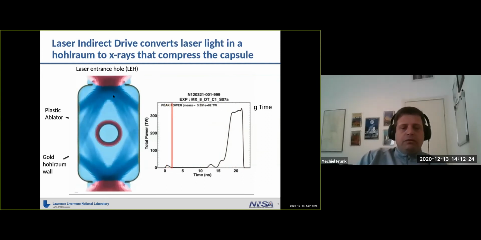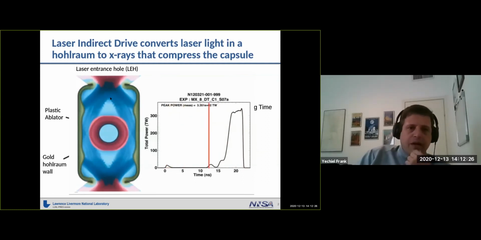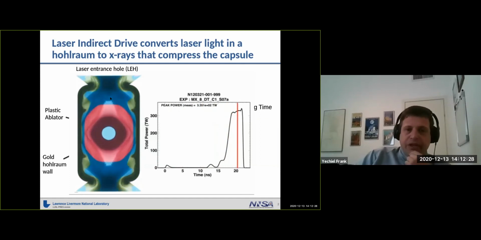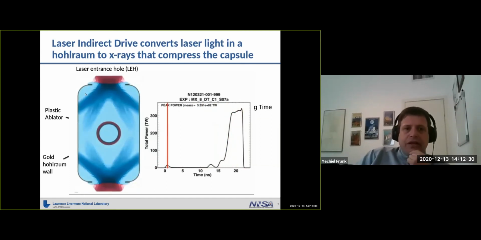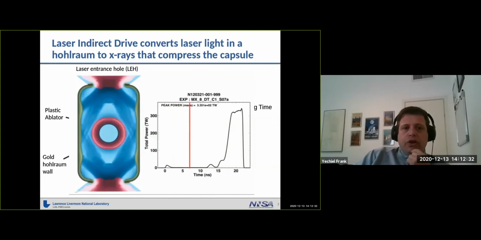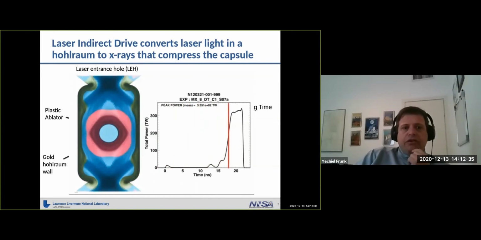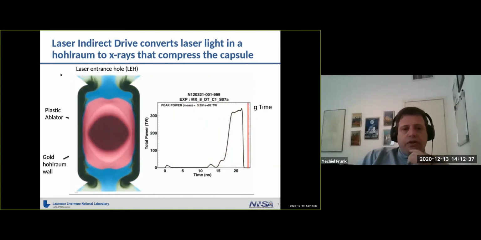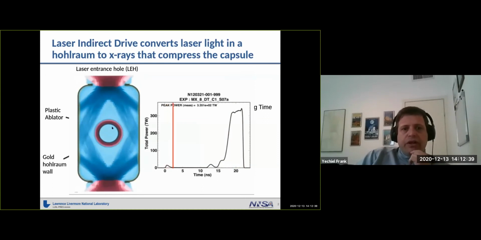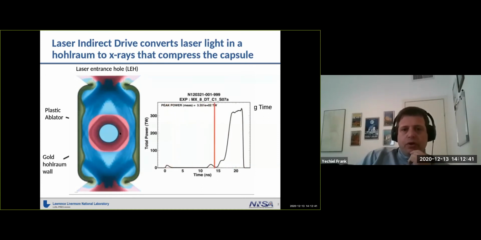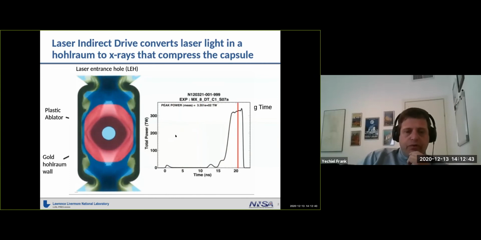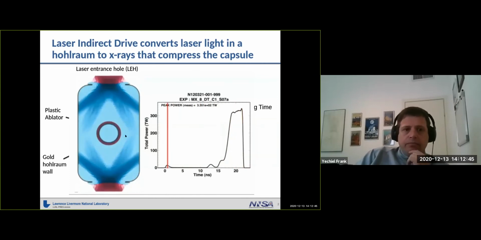It's a plastic capsule, and basically you shine the laser. It's a two megajoule laser, which goes into this gold cone. The laser is basically transferred into X-rays, and the X-rays shine on the capsule, creating the ablation process. And this is the laser pulse shape, and so on and so forth.